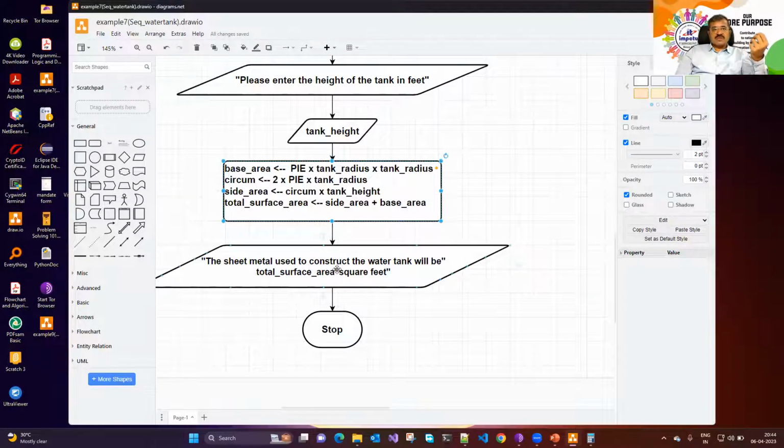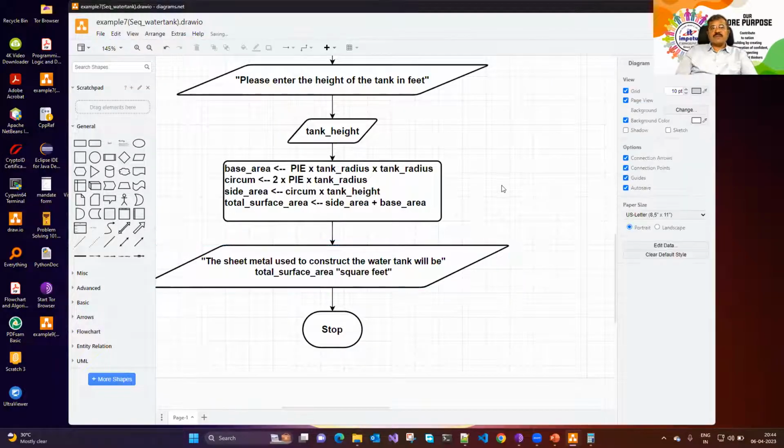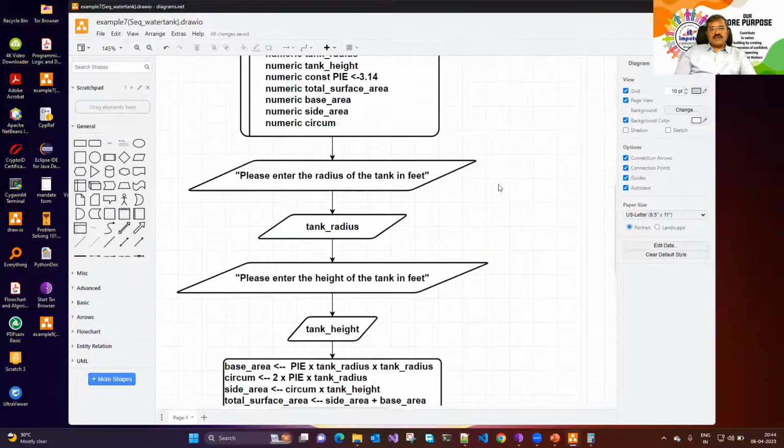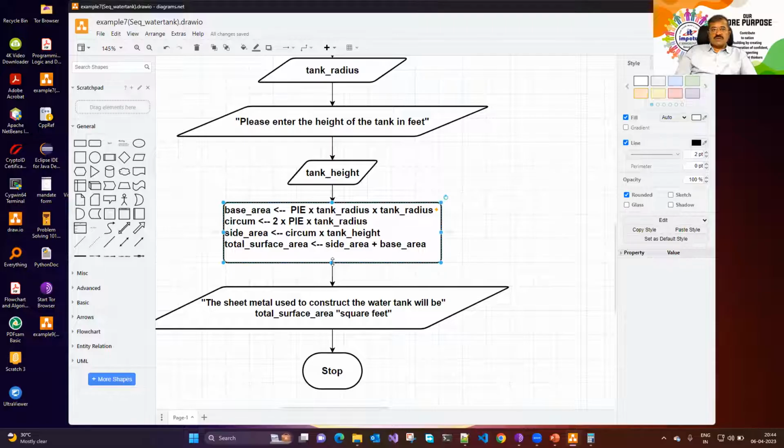The metal sheet used to construct the water tank will be total surface area, in square feet. Okay, that's perfect. So I would rather do it in this fashion. I have strong reason to do that because here my logic is now becoming very clear. There is very little scope for anybody to misinterpret or not understand what is actually happening. No confusion at all. So that was my justification.